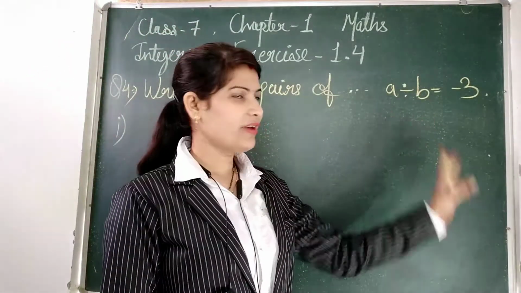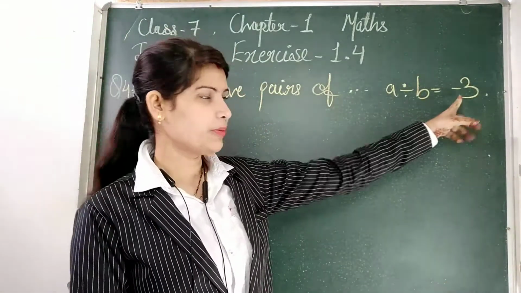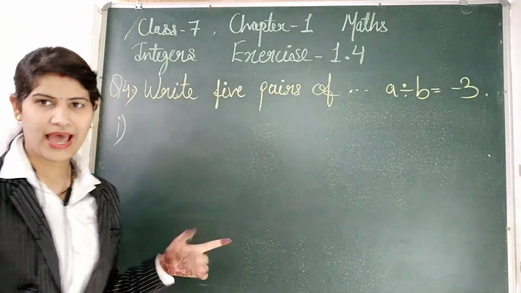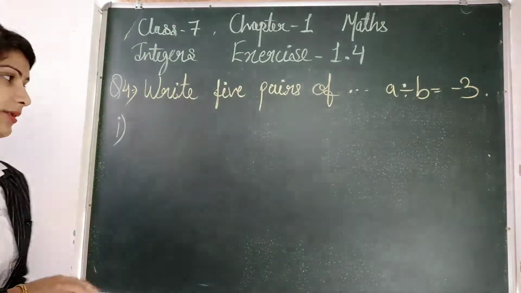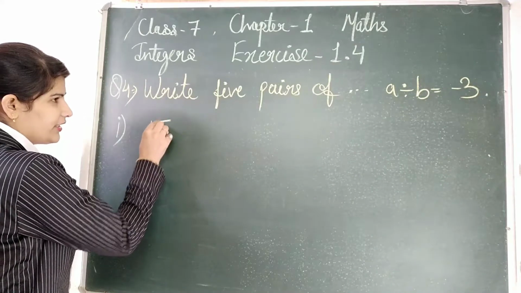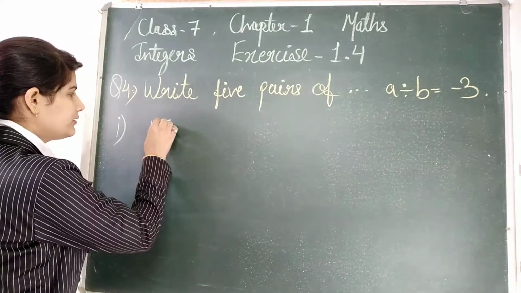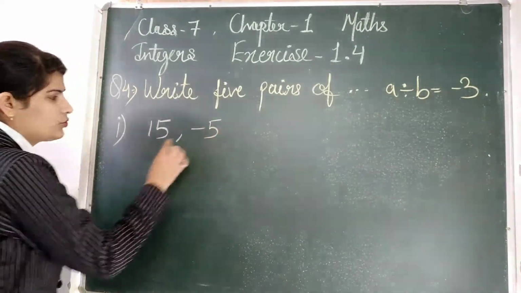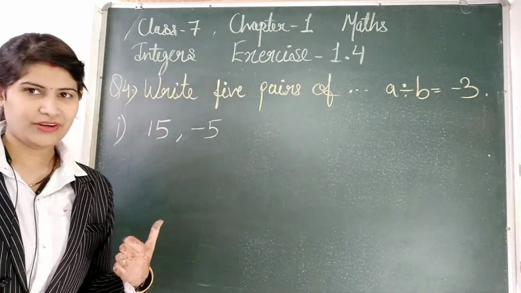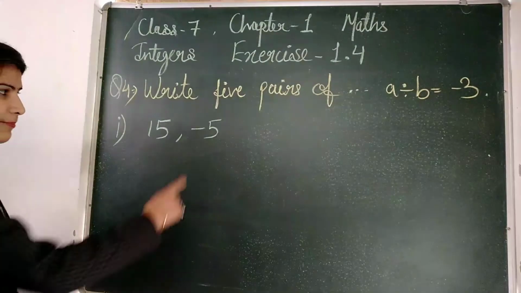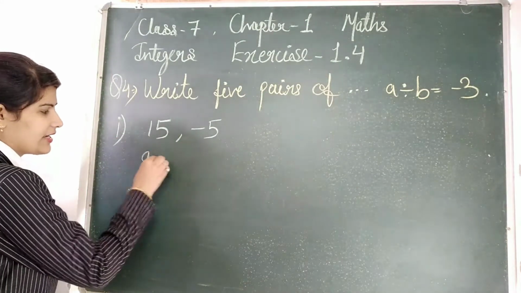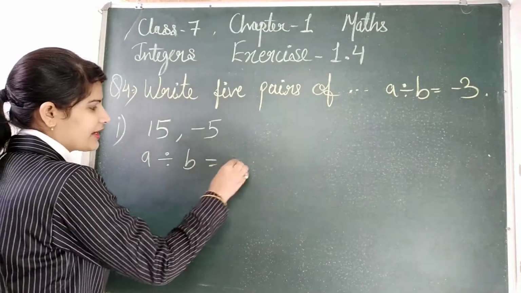So what we have to do is simple. The answer should be -3, and you can take any integers in the form of a and b, but they should be in division form. Like I am taking here 15 and -5. I know 15 divided by 5 you will get 3 obviously, and minus and plus is -3. So if I am writing a divided by b, we will get -3.